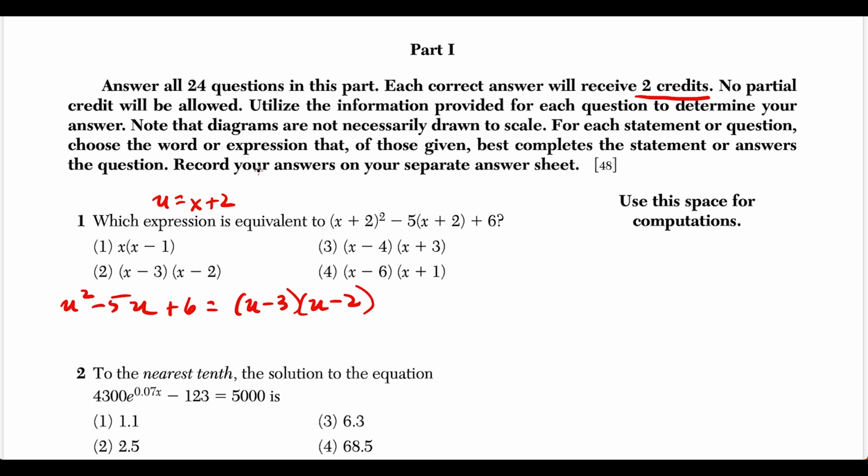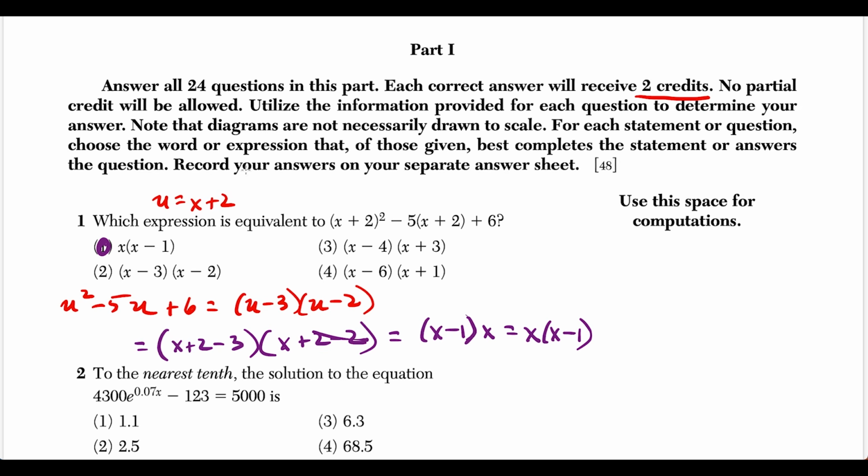But then notice all of our answers are in terms of x. So then what we could do is plug back in for u, and instead of u minus 3, we're going to call this x plus 2 minus 3, and instead of u minus 2, we'll have x plus 2 minus 2. And then notice here 2 minus 2 cancels, and in the first parenthesis we're going to have x minus 1. And then here, all we're left with is an x. So if we scan the answer choices here, you could see that it's going to be the first answer choice. And we could just use commutativity here to call this x times x minus 1. So that's the first solution.